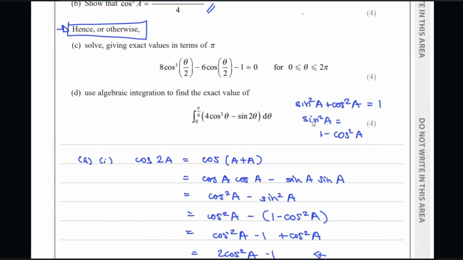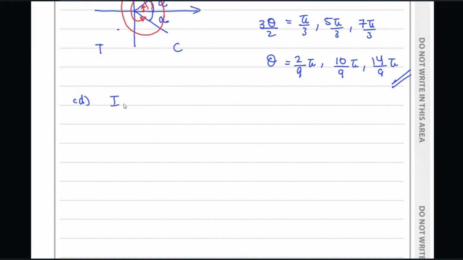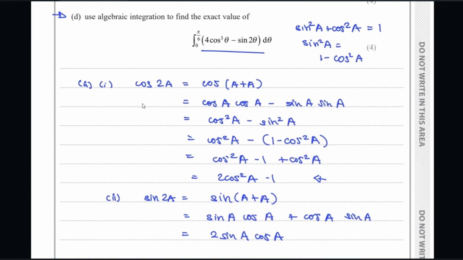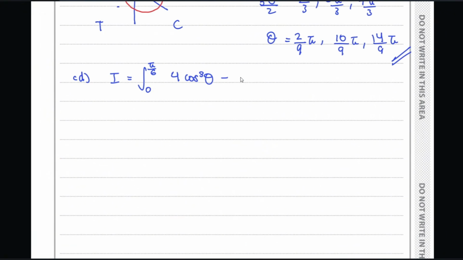So question D, use algebraic integration to find the exact value of this integral. So let's copy this down. Question D. Let's say the integral is I. The limits go from 0 to pi over 6. The expression is 4 cos cubed theta minus sine 2 theta, with respect to theta.